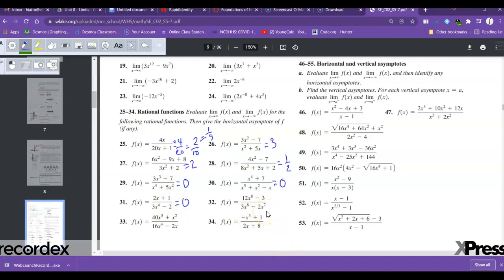For 32, I've got x to the 8th on top and bottom, and those are my highest exponents. So I would divide coefficients for this one. This is an Eats DC. 12 divided by 3 would give me 4.